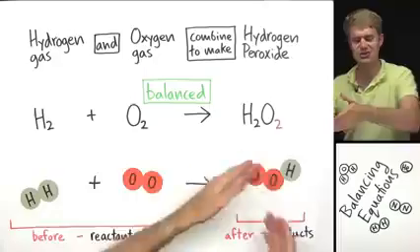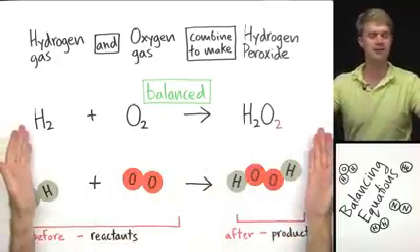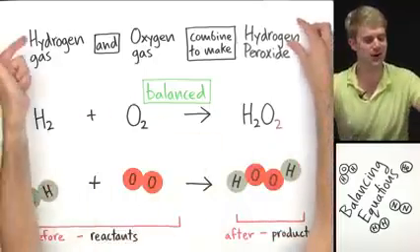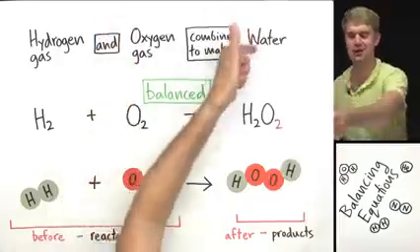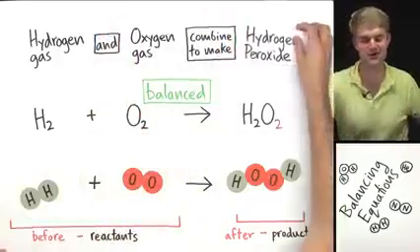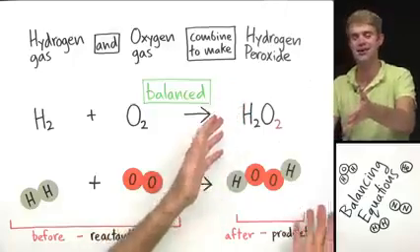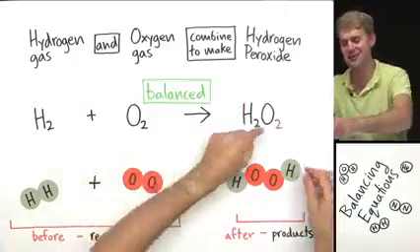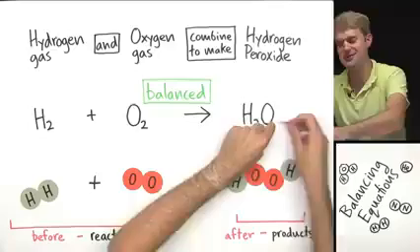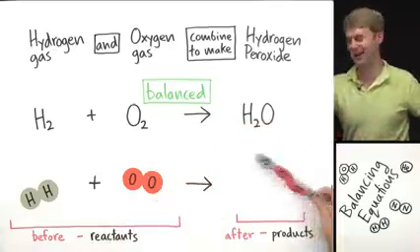So yeah, by adding this 2, you might balance the equation, but it's no longer the equation for hydrogen gas and oxygen gas making water. It's now the equation for hydrogen gas and oxygen gas making hydrogen peroxide. You totally change the meaning of the equation if you mess around with these subscripts. So you can't do that.